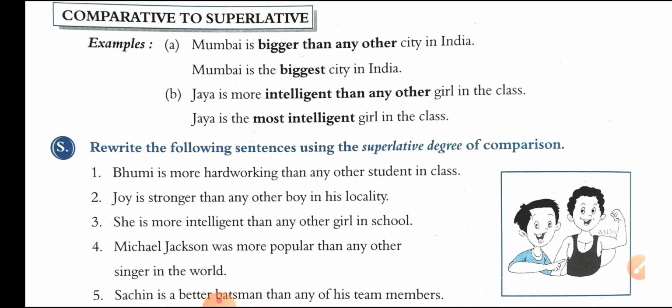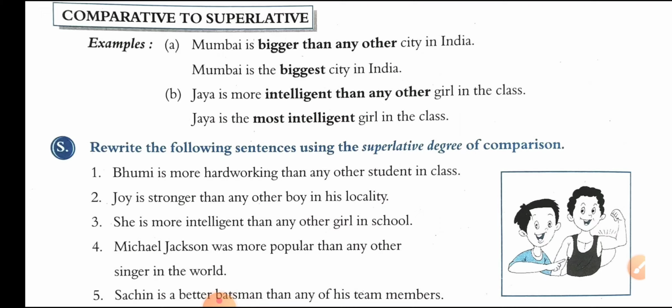The last exercise is where we have to transform the comparative to superlative degrees. Okay, please open the formula. Please see the formula in your notebook wherever you have done. Question is given to you, see the examples. Mumbai is bigger than any other city in India. So what you will do? Mumbai is the biggest city in India. Second is, Jaya is more intelligent than any other girl in the class. So Jaya is the most intelligent girl in the class.